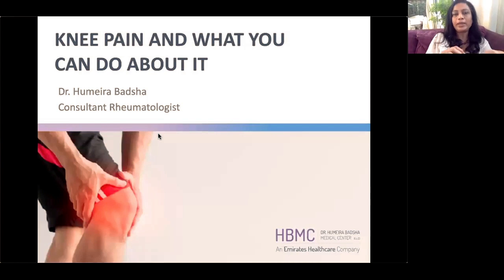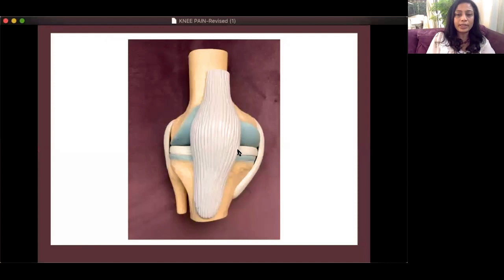Hello, today we're going to talk about knee pain because most of us would have been affected by knee pain at some point in our life. So I have a PowerPoint presentation here, knee pain and what you can do about it. So first of all, let's talk about the anatomy of the knee.